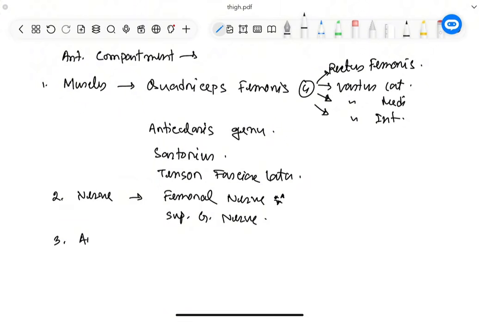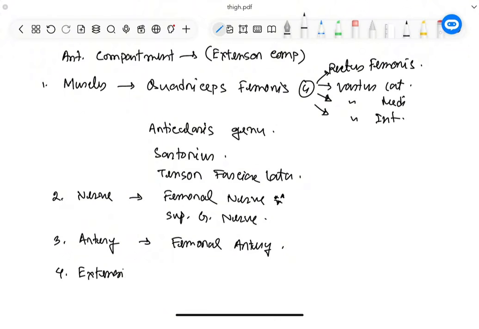Number 3, as I said, the artery supply. So, what will be the arterial supply? Arterial supply is by the femoral artery. And as the name of this muscle-containing compartment is the extensor compartment, we can understand that the maximum group function will be extension of the knee, though there are some more functions for some of the individual muscles. So let's start to describe all these muscles one by one.